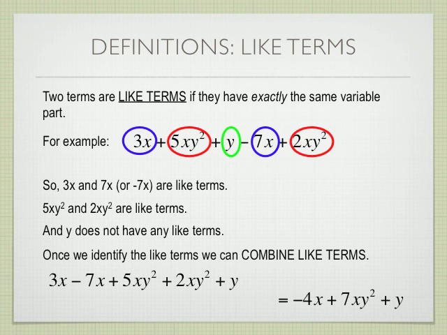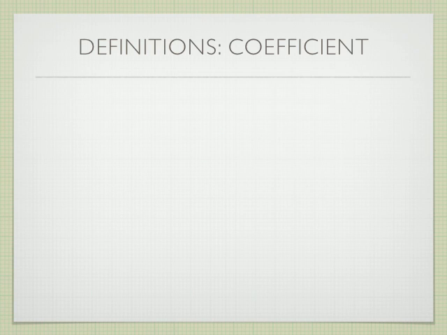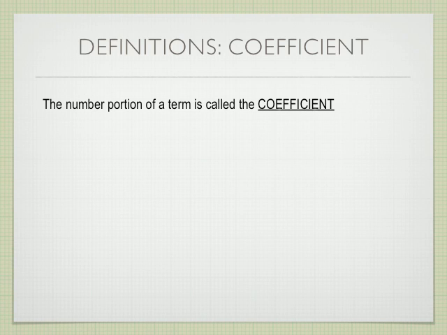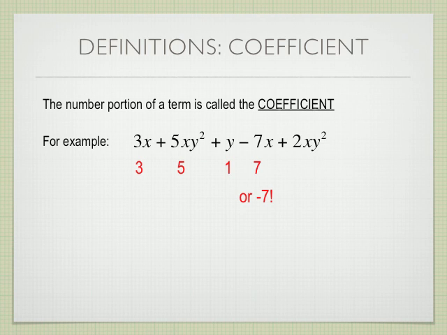5xy squared plus 2xy squared is 7xy squared. And then I just have my y tagging along on the end. The number part of a term is called the coefficient. So for the same expression we had before, the coefficient of the first term is 3, the coefficient of the next term is 5. What's the coefficient of y? It's 1. The coefficient of the next term is 7. You could also say it's negative 7. I'm not going to be picky on that. And the coefficient of the next one is 2.